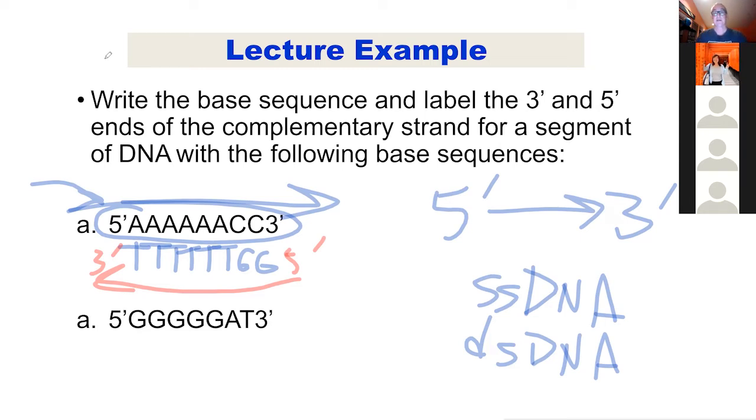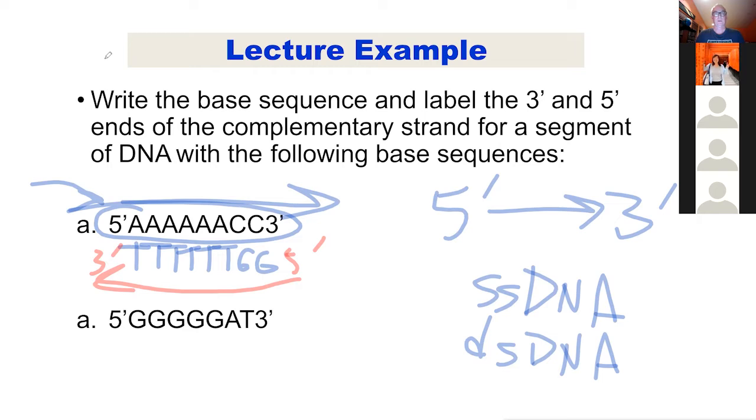Okay, does that make sense? We always go 5' to 3'. The enzymes that make DNA and RNA always go in the 5' to 3' direction. That's why we read the sequence in that order as well. That's the only way they can make it, going from 5' to 3'.